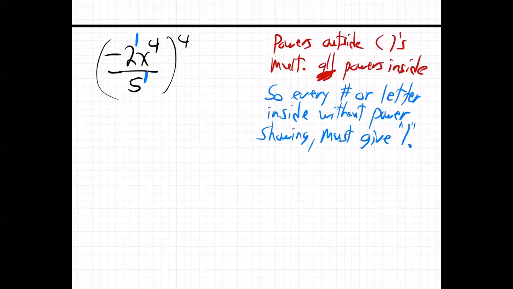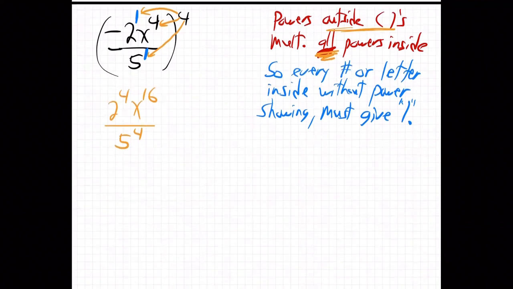Okay. Now, what's going to happen with the power? As it says here, powers outside parentheses multiply all powers inside. So that four is going to go boom, boom, and boom. And so we're going to get 2 to the 4th, x to the 16th over 5 to the 4th, like that. Now, we're not done yet. Let's talk about the minus sign.